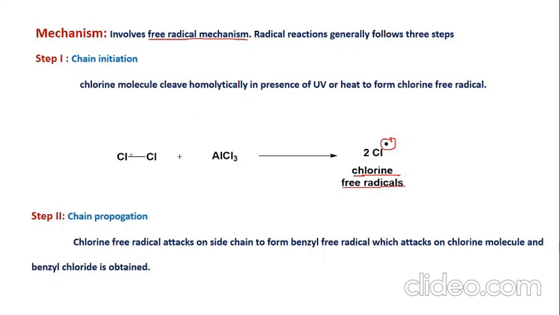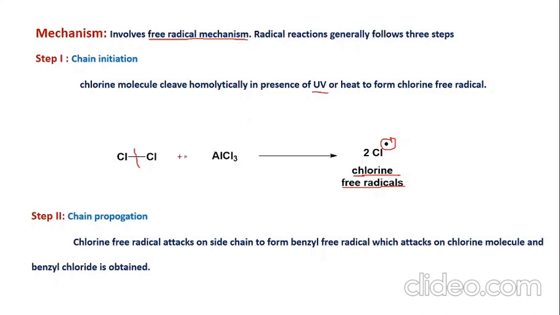Here this chlorine molecule cleaves homolytically. Homolytically means what? The bond is formed by two electrons, and homolytic cleavage means the bond breaks in such a way that one electron of the bond belongs to this chlorine after breaking, and the other electron belongs to the other chlorine. This reaction occurs in the presence of UV light, which gives us the chlorine radicals.